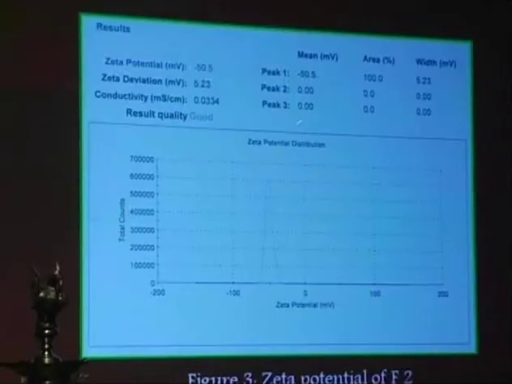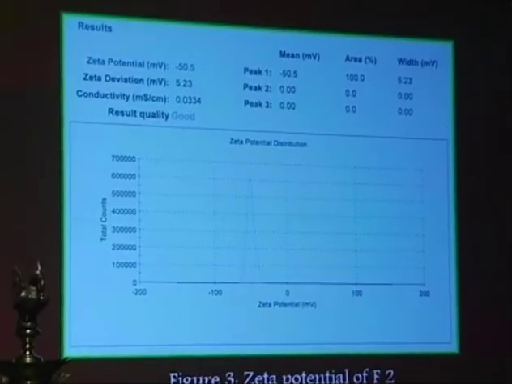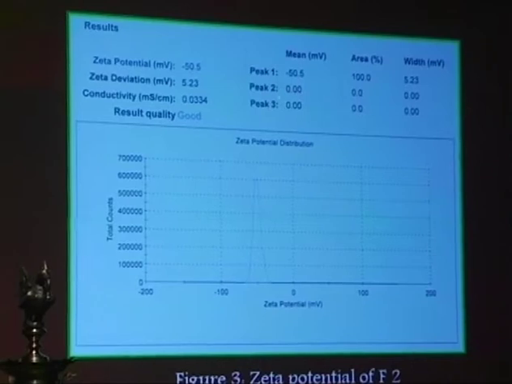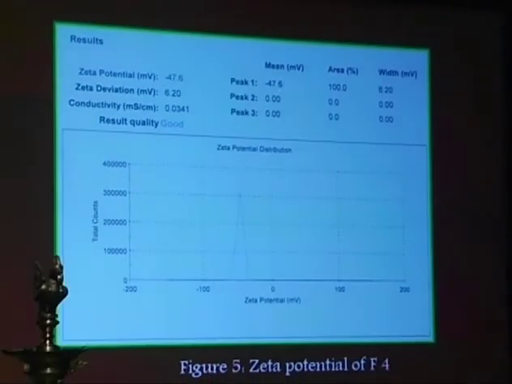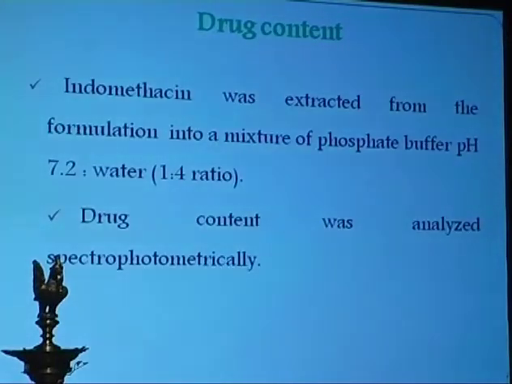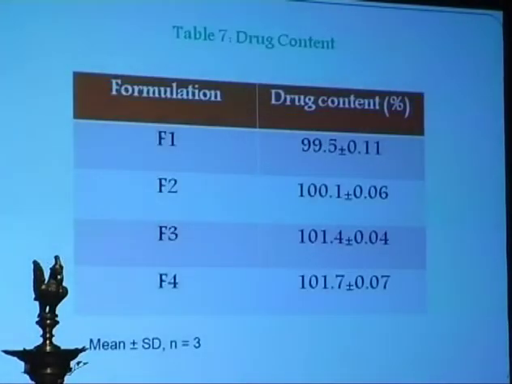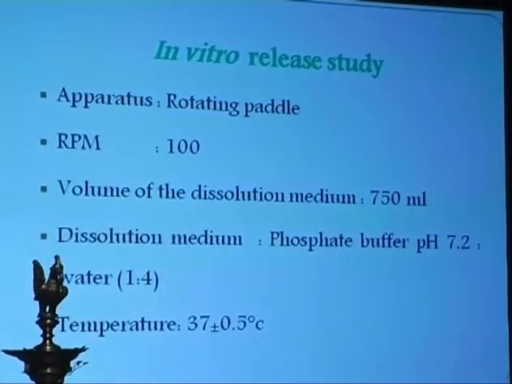Now this is our F1 formulation with a 1:1 ratio, which has a zeta potential indicating stability of the formulation. This is of F3, which is 44.8, and F4, which is 47.6. All are having a negative charge because of the free fatty acids. Drug content was evaluated according to IP by mixing a 1:4 ratio of phosphate buffer and water. So these are the drug content values.